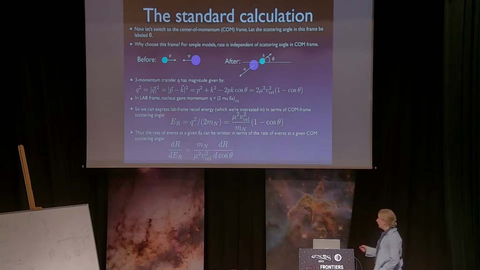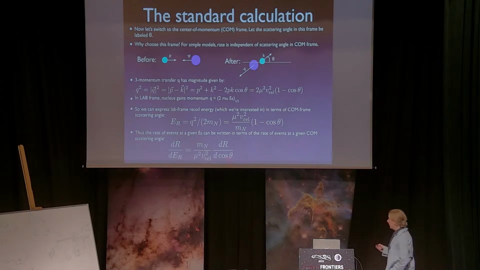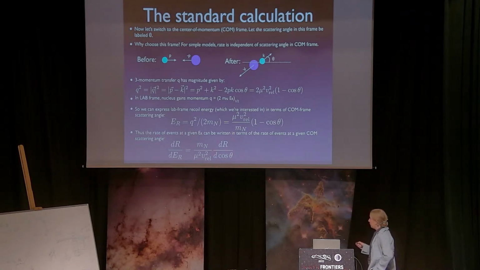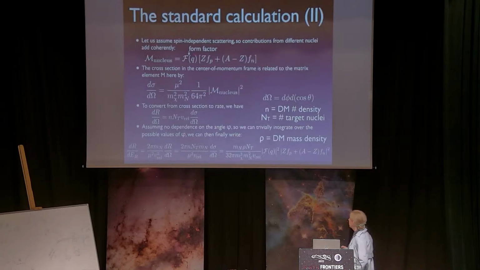We can see that this recoil energy is just directly related to the scattering angle. We can write the rate of events at a given recoil energy just in terms of the rate of events at a given scattering angle in the center of mass frame. So this is our observable. It's our first step. If we want to predict this, we need to know just how the rate varies with scattering angle in the center of mass frame.